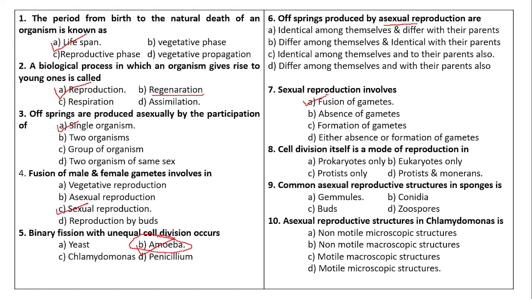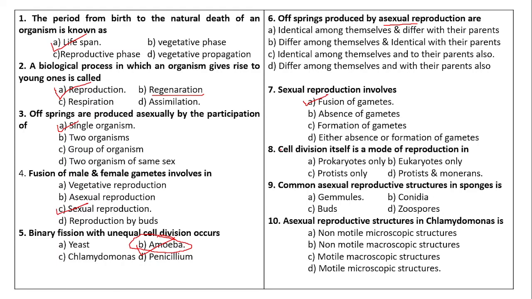Then coming to the eighth question: cell division itself is a mode of reproduction in dash. Option A, prokaryotes only. Option B, eukaryotes only. Option C, protists only. Option D, protists and monerans. So, to know the answer, first you have to know what are prokaryotes, what are eukaryotes, what are protists and what are monerans. I'll explain them.